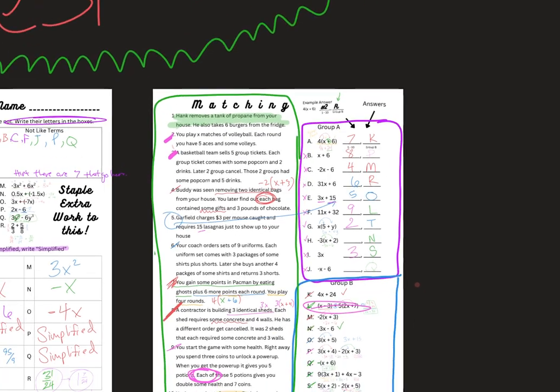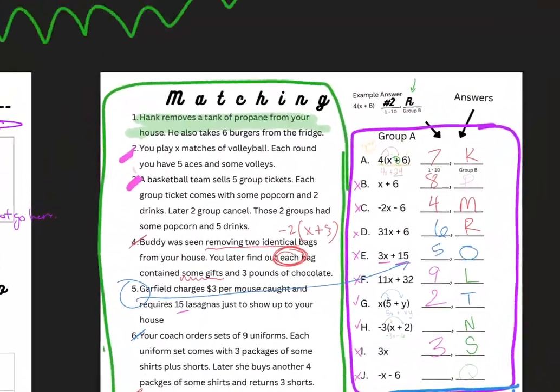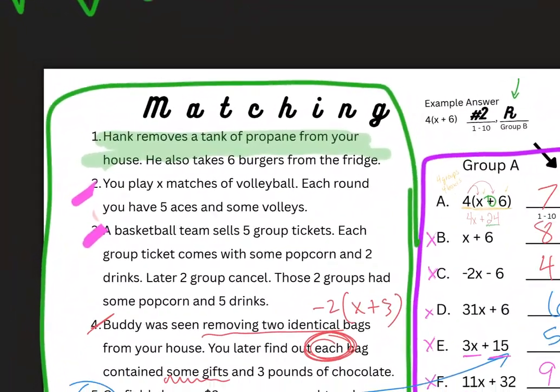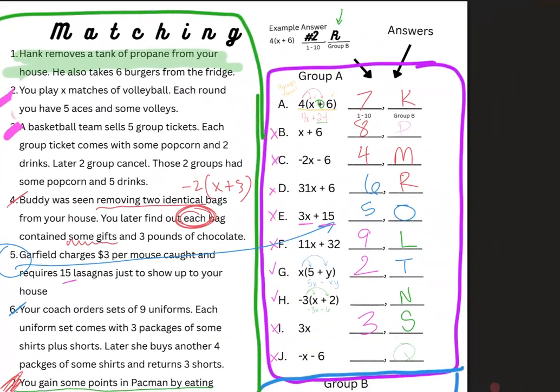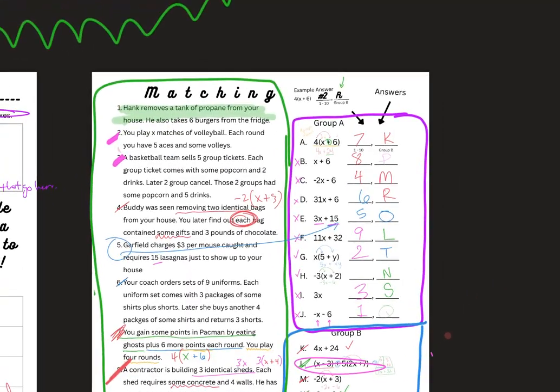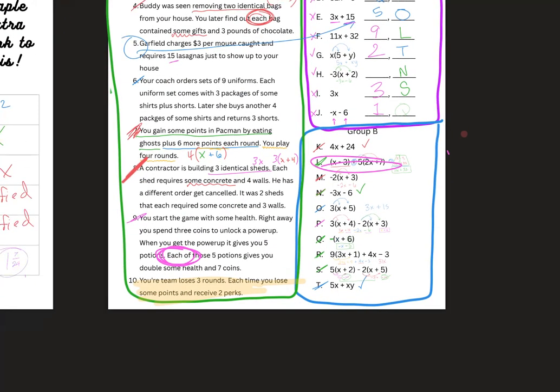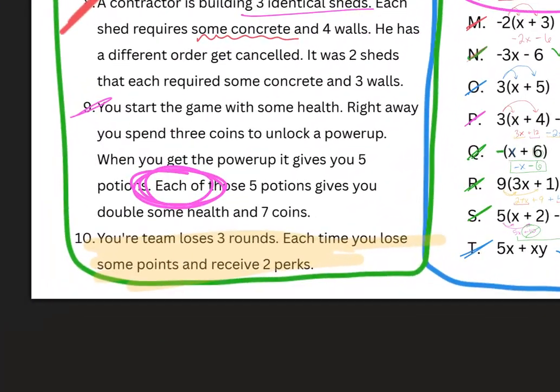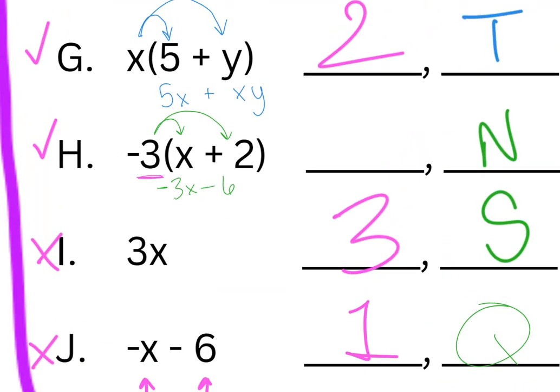Okay, since there's 2 left, let's just read what this is. Hank removes a tank of propane from your house. He also takes 6 burgers from the fridge. Let's see. That pretty clearly describes this one right here. That's number 1. Removes some propane, takes 6 burgers. So number 1 is crossed off. Obviously, the last one is number 10. Your team loses 3 rounds. Oh, look. You're losing 3 of something. So that one's number 10.